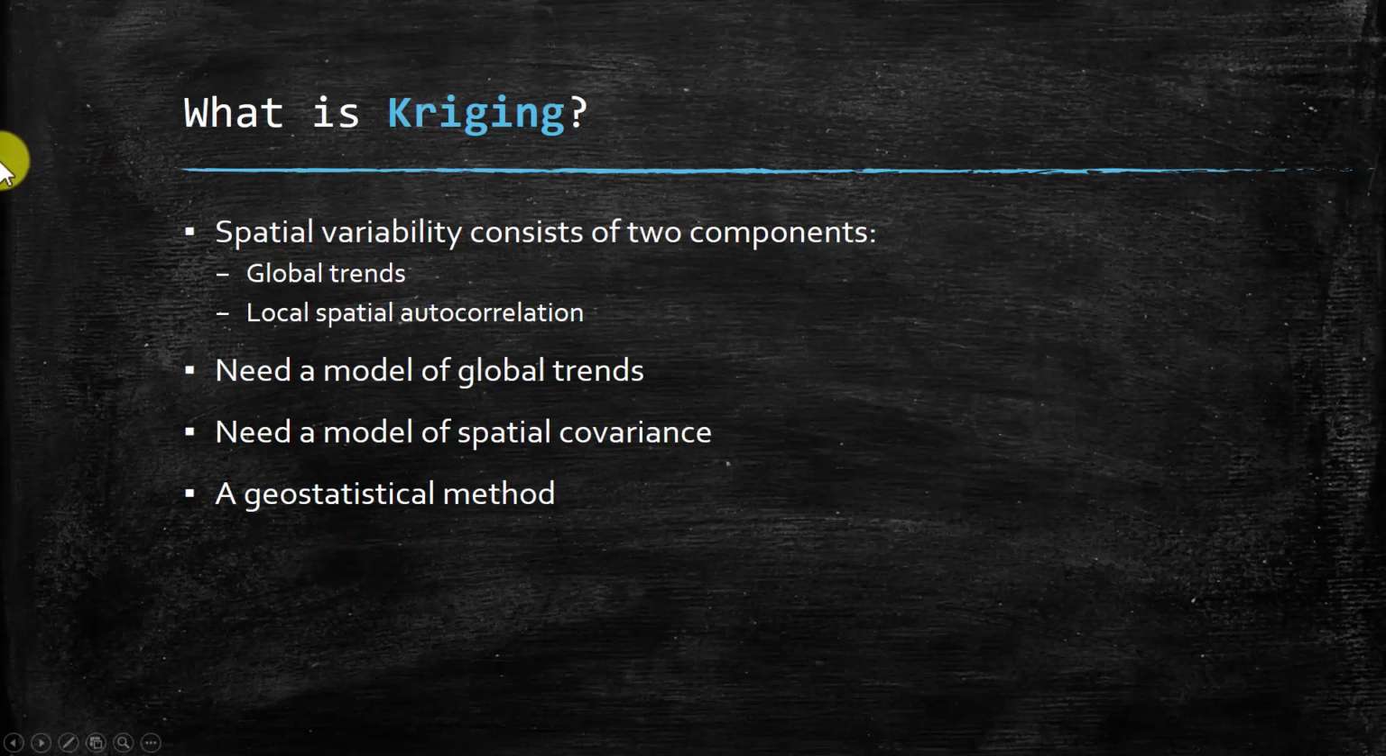So here's the idea. Spatial variability, or change in values, consists of two components: a global trend and local spatial autocorrelation, the fact that near values tend to be correlated with each other. To create a Kriging surface, we make use of those two phenomena, the global patterns and then local patterns. So we need a model of global trends, which could be a polynomial or a linear trend. And then we need to be able to model spatial covariance or spatial autocorrelation and incorporate that into the model. And that's done using geostatistical methods.